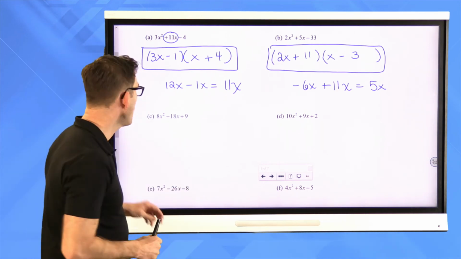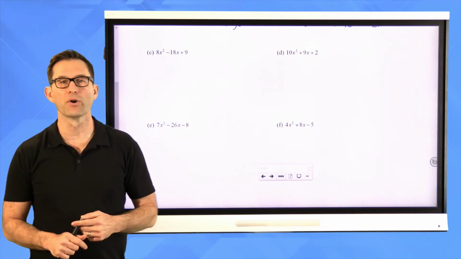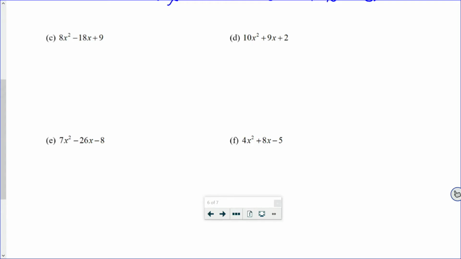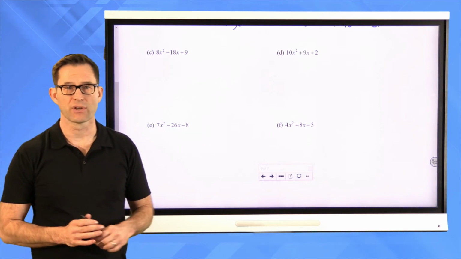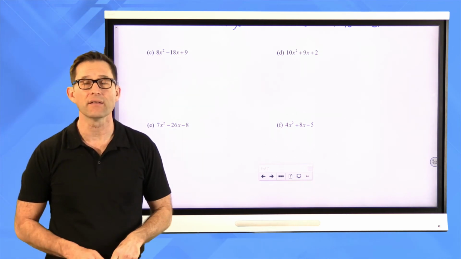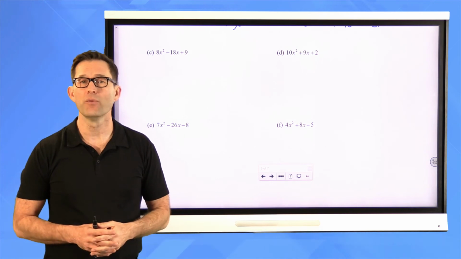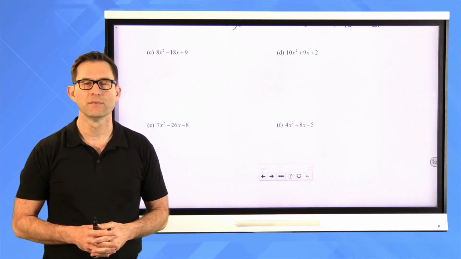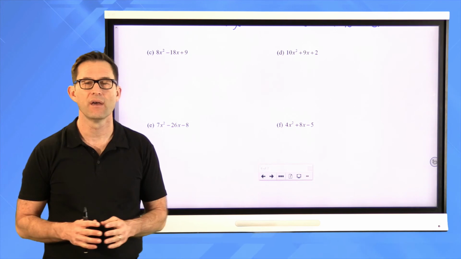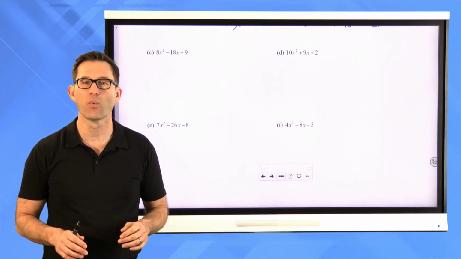Let's take a look at one more together, and then we'll have you do the last three on your own. I want to take a look at one that's uber challenging, letter C. 8x squared minus 18x plus 9. Now, let's talk about why this is challenging, right? This is a particularly challenging one because the leading coefficient 8 is not a prime number, right? 8x squared could be 8x times x. It could be 4x times 2x. One of those two is going to be the case, and I don't really know which one it is.